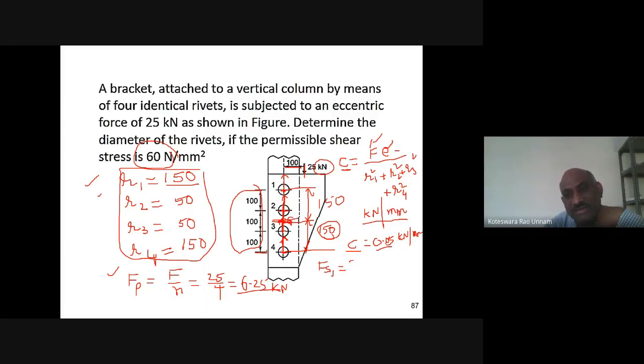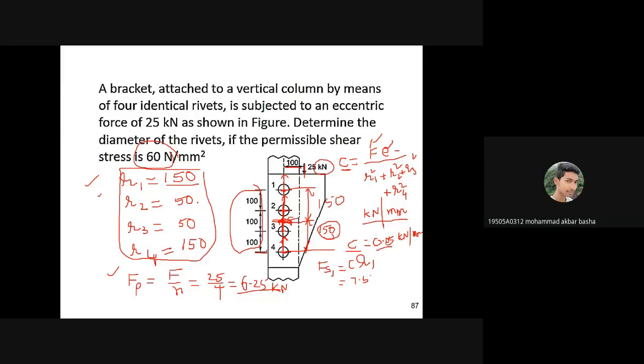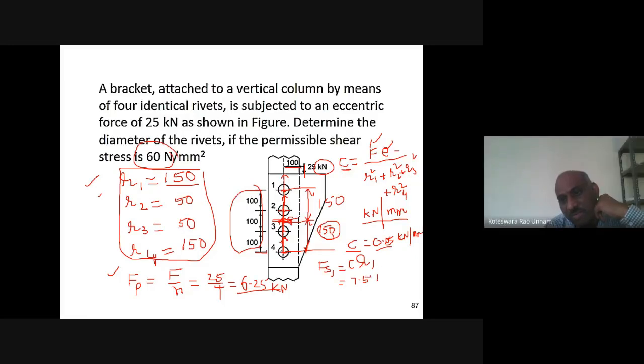So your R1 is 150, C is 0.05. So 0.05 into 150, how much are you going to get? 7.5 kilonewtons. That is Fs1.